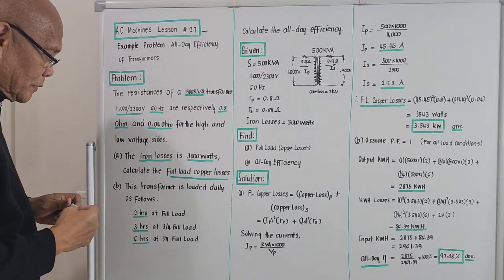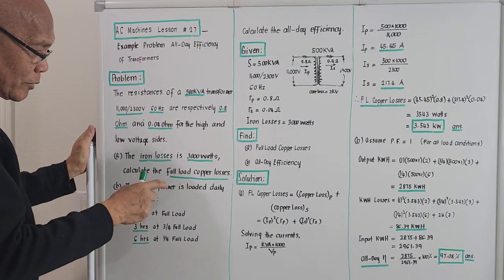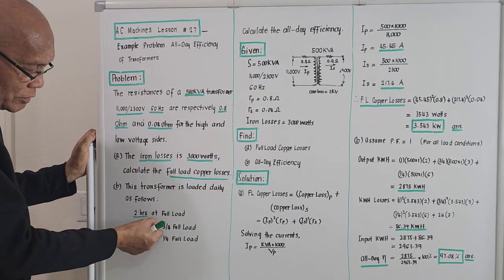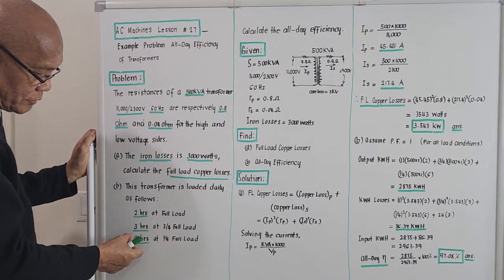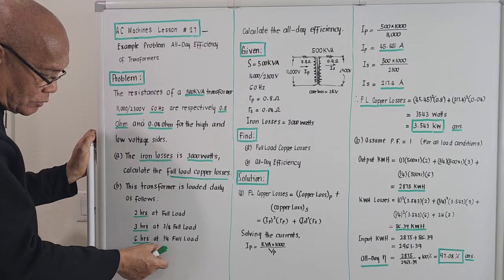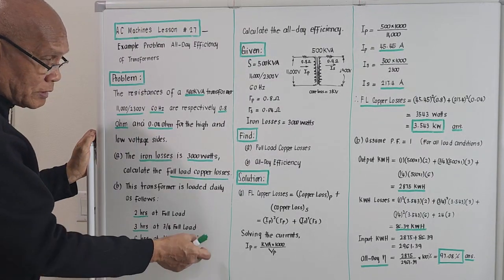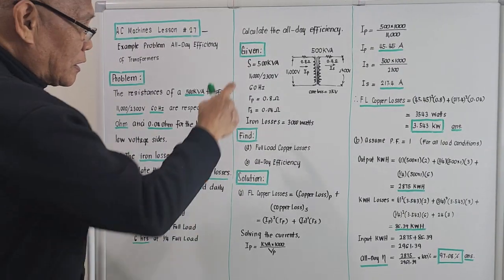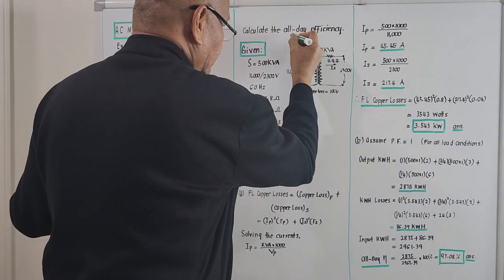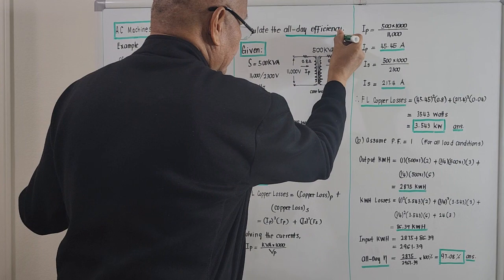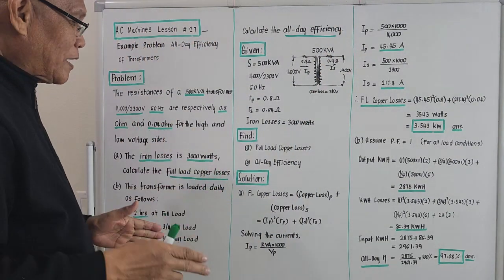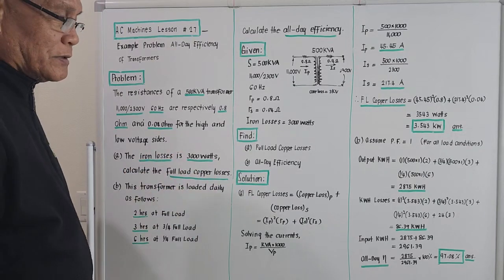Letter B. This transformer is loaded daily as follows: 2 hours at full load, 3 hours at 3/4 full load, 6 hours at 1/4 full load, and the problem is asking calculate the all-day efficiency. Right? All-day efficiency.